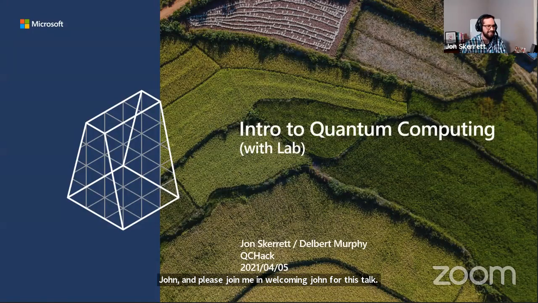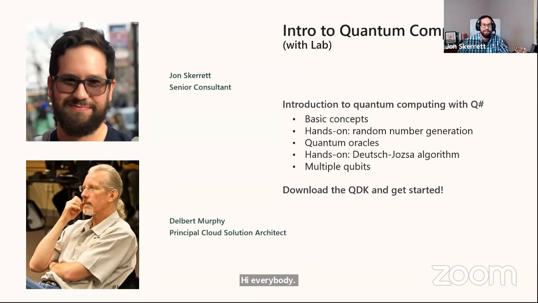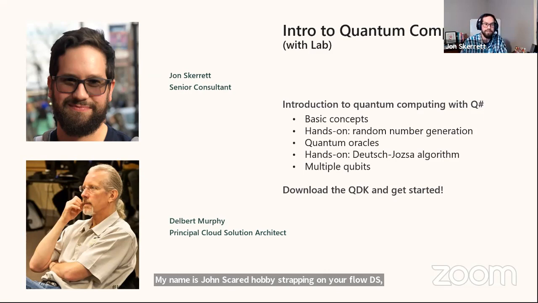Hi, everybody. I will start off by welcoming everybody to the kickoff session of the Quantum Coalition Hack, where we'll all hold hands and wade into the shallow end of quantum computing together. My name is John Skerritt. I'll be strapping on your floaties, and later on, my esteemed colleague Delbert Murphy will throw you all into the deep end with total disregard for your quantum safety.